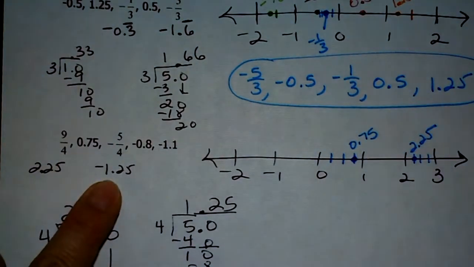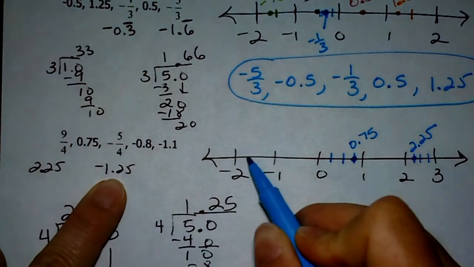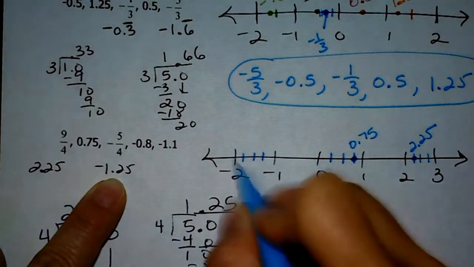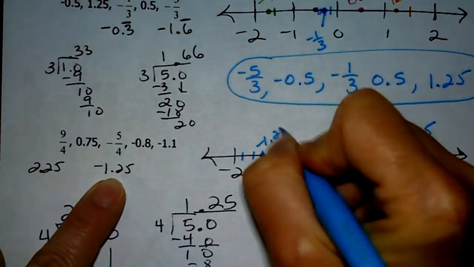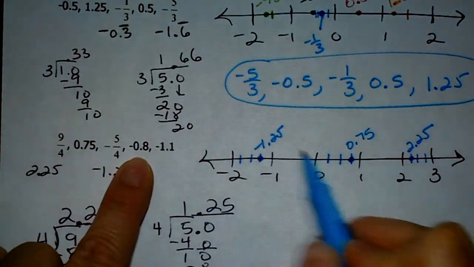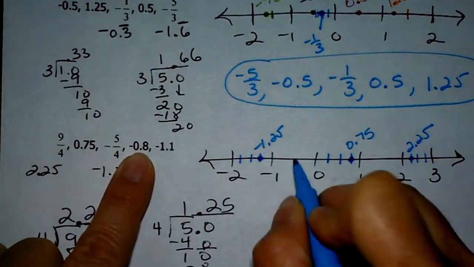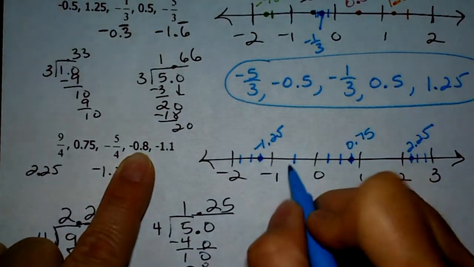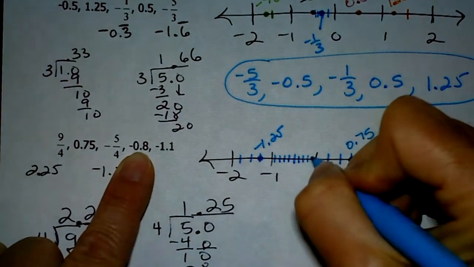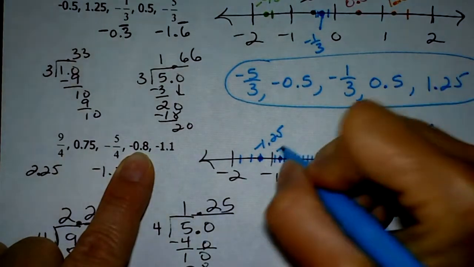Then I have -1.25. So here's -1. I need to keep heading this way. So -1.25 means a quarter of the way between -1 and -2. So there's my -1.25. -8/10 means it's between 0 and -1. And this time it's tenths, so I'm going to divide this into tenths. Here's the halfway point. This is 0.5. And then I have 6, 7, 8, 9. So -1, and let me put these other ones in here too. I can't help myself. 6, 7, 8 would be right here.